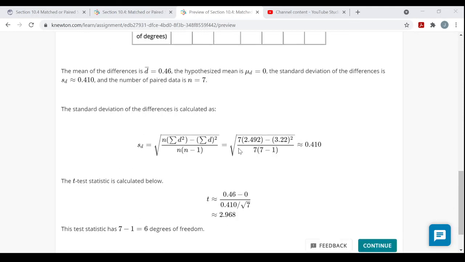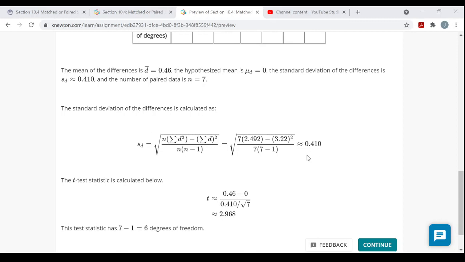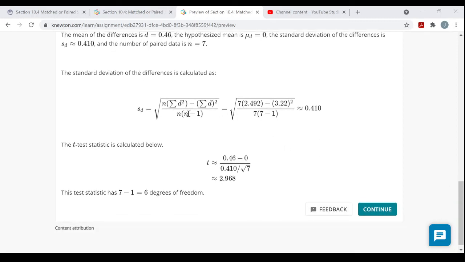And then they just showed you SD. I'm just going to say use a calculator for that. Remember there was a formula to find the standard deviation for a sample. I'm not doing all that by hand. And the test statistic, again, 0.46 minus 0 divided by the standard deviation of the sample divided by the square root of the sample size, right? And they're coming back with 2.968.